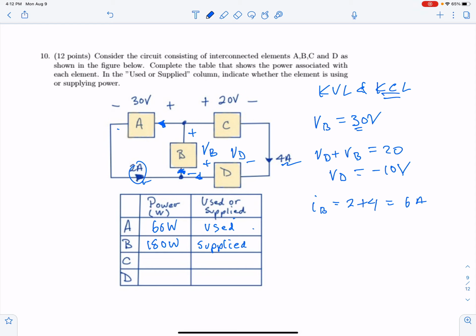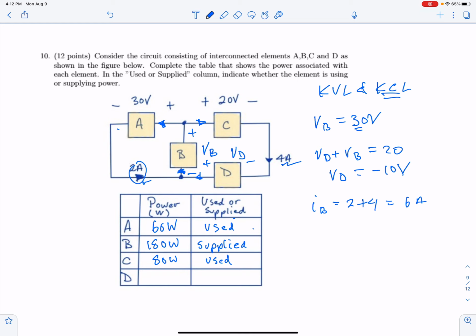All right, then we look at C. For C, I have 4 amps moving in the direction of a voltage drop. So that's the passive sign convention. This is 80 watts, 4 times 20. And since it's the passive sign convention, this is power that is used.